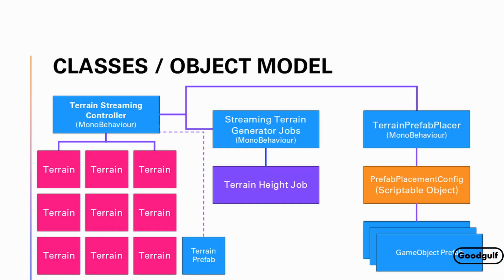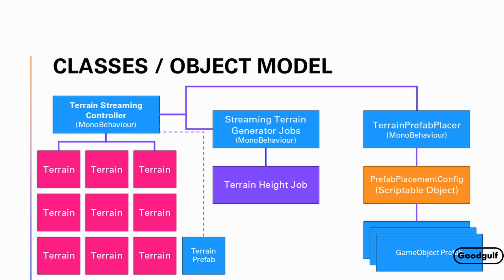Let's look at the classes used to stream and generate terrain in this code. The terrain streaming controller is the code which manages the multiple terrains. It will load terrains close to the player and unload terrains when the player moves out of range. When loading a new terrain, it uses a terrain prefab and copies all settings, including the splat layers. It uses a terrain data pool to prevent performance issues when creating terrain data for each new terrain.